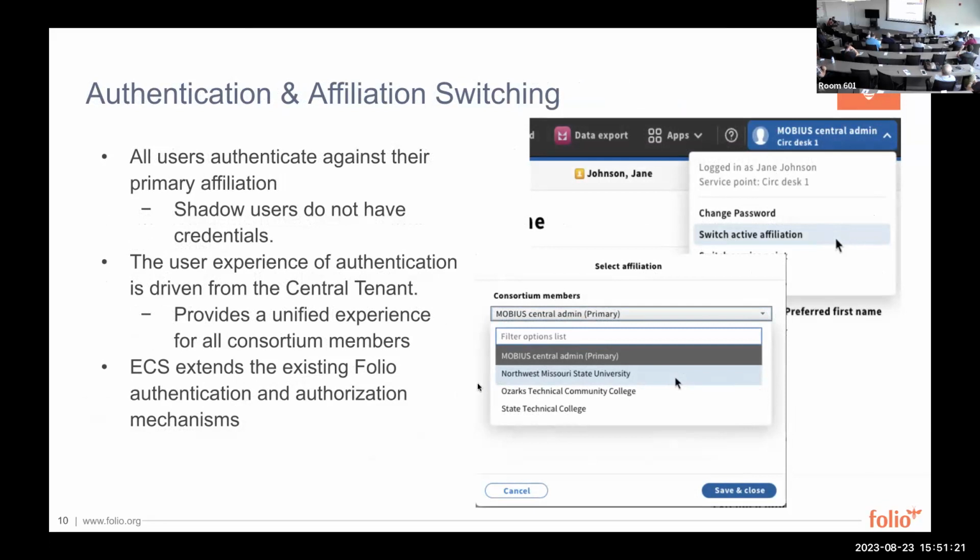For example, at Northwest Missouri you have different permissions, and at State Technical College you have other permissions. And it's all driven from the central tenant. We log in through the central tenant, and a bunch of changes we made for ECS will allow that to log in appropriately. Lots of extensions were done to the existing Folio authentication and authorization mechanisms. It's the deepest part of Folio we had to change while building the rest of ECS on top of existing Folio.